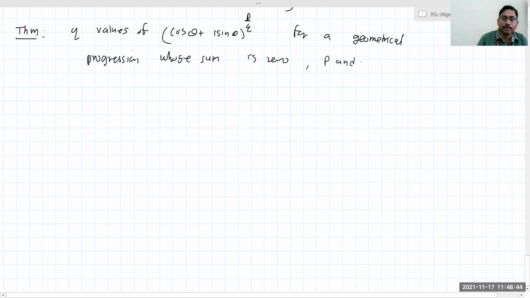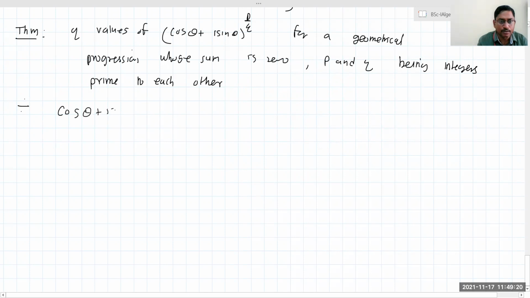And you should note that p and q are integers, prime to each other. Okay, so I have stated all the values. We can find once again all the values. So once again the same algorithm can be applied.